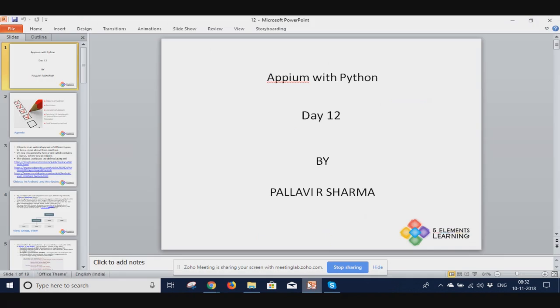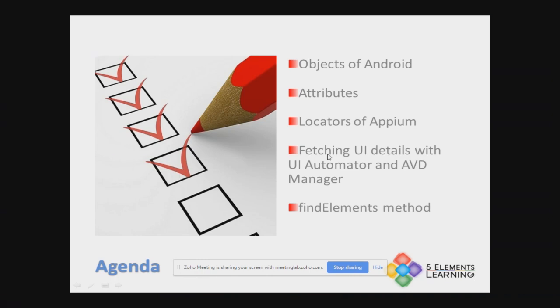Okay. Welcome to the day 12 session on APM with Python. Today we are going to primarily talk about the concept of objects and their attributes and locators in APM.